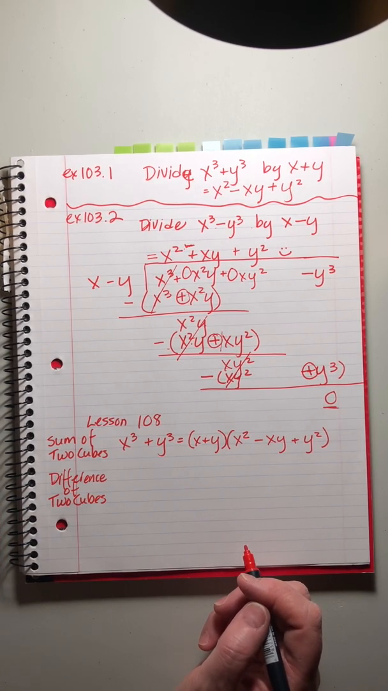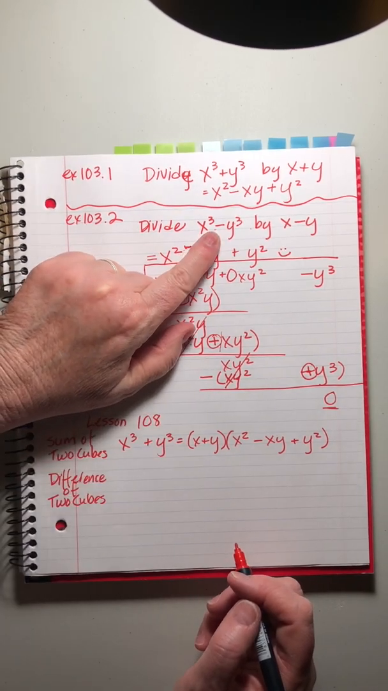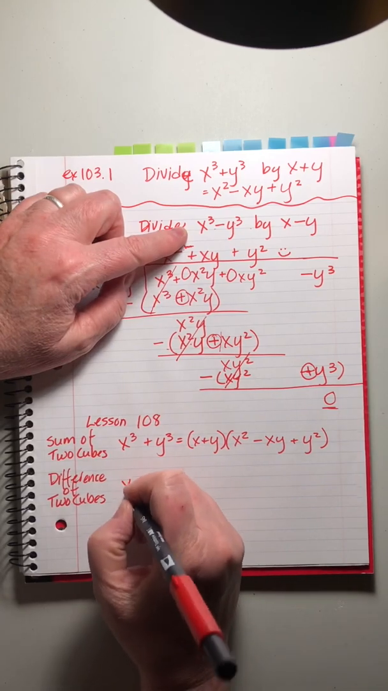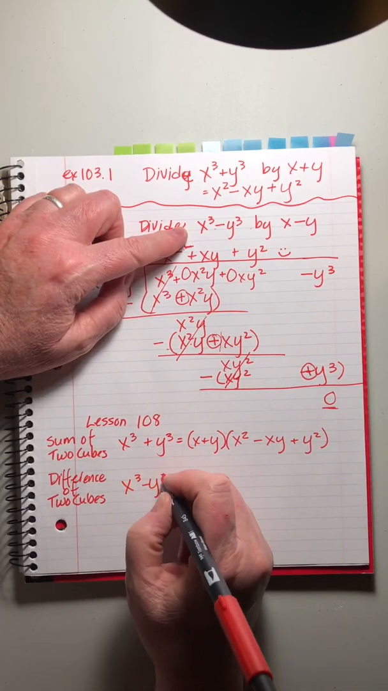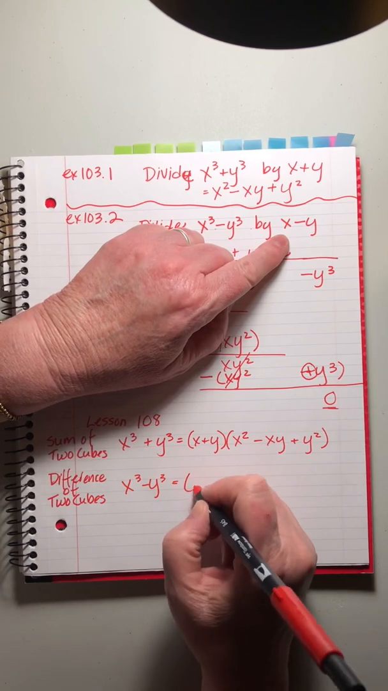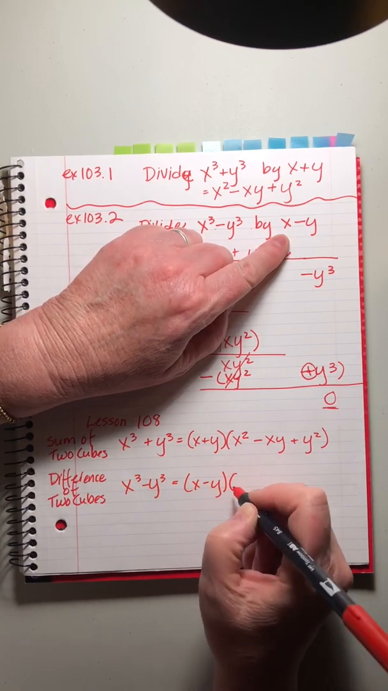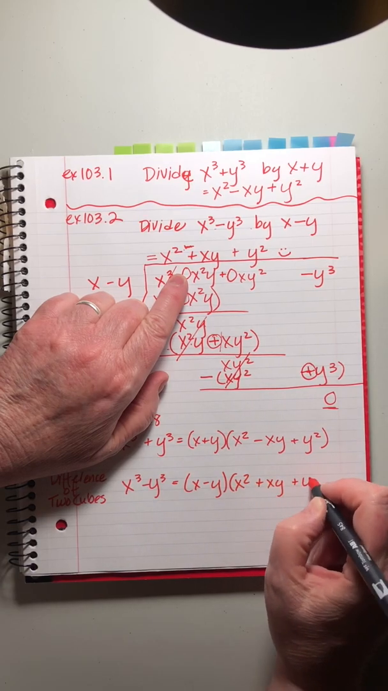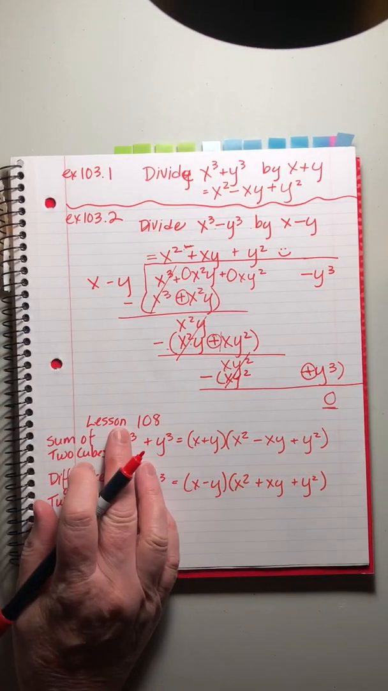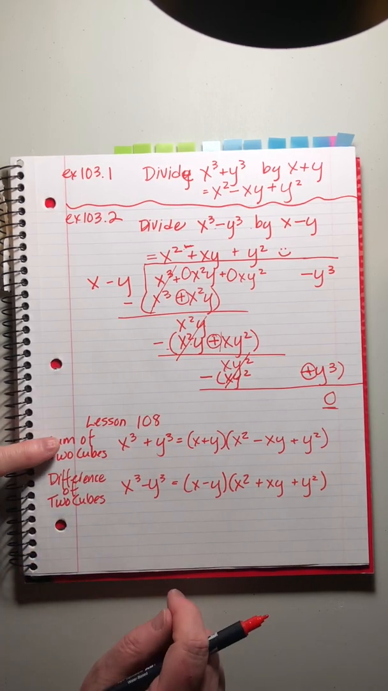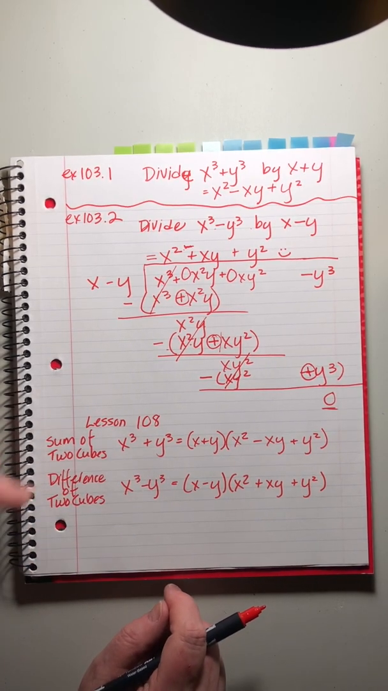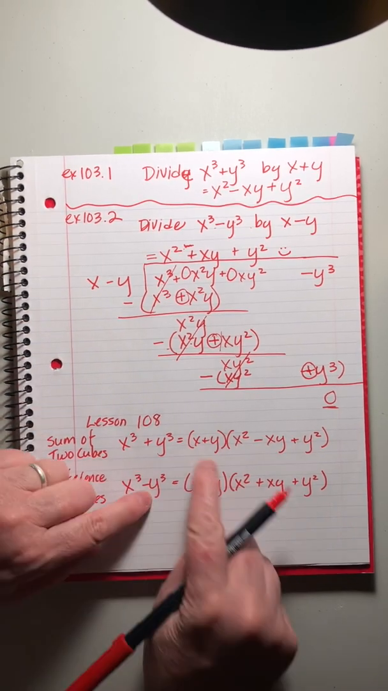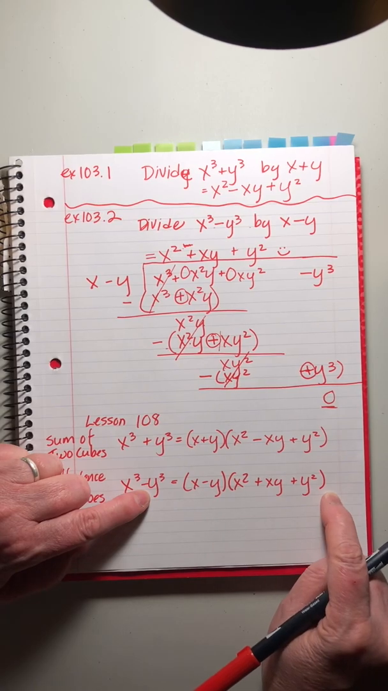our early warning system for new topics. We found out that this equals that times that, and we're going to write that x cubed minus y cubed equals x minus y quantity times x squared plus xy plus y squared. So when we get to lesson 108 and we learn that there's this thing called the sum of two cubes and the difference of two cubes, I'm going to point us back to this lesson, 103, and say, look, you guys, we proved this by doing the division the long way.